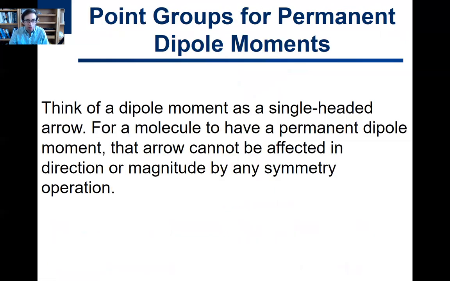Next, we can go over permanent dipoles. And so the point group can tell you whether or not you have a dipole moment. The way to do this is think of a dipole moment as having a single-headed arrow. Probably that's how you've done it before. And in order for the molecule to have a permanent dipole moment, that arrow cannot be affected in any way by any symmetry operation, okay?